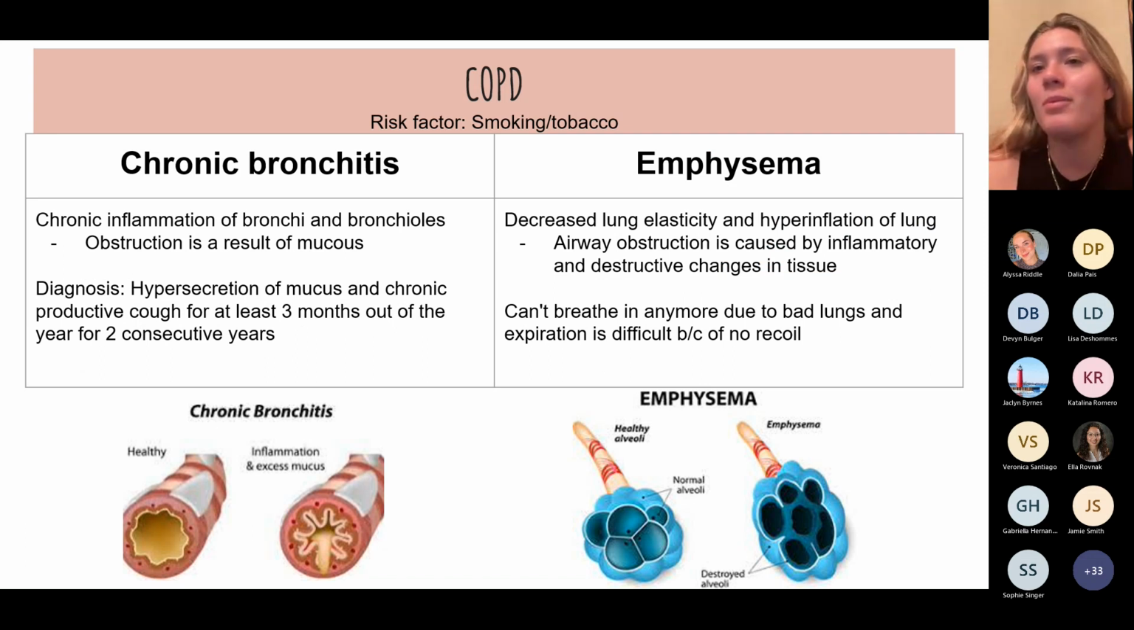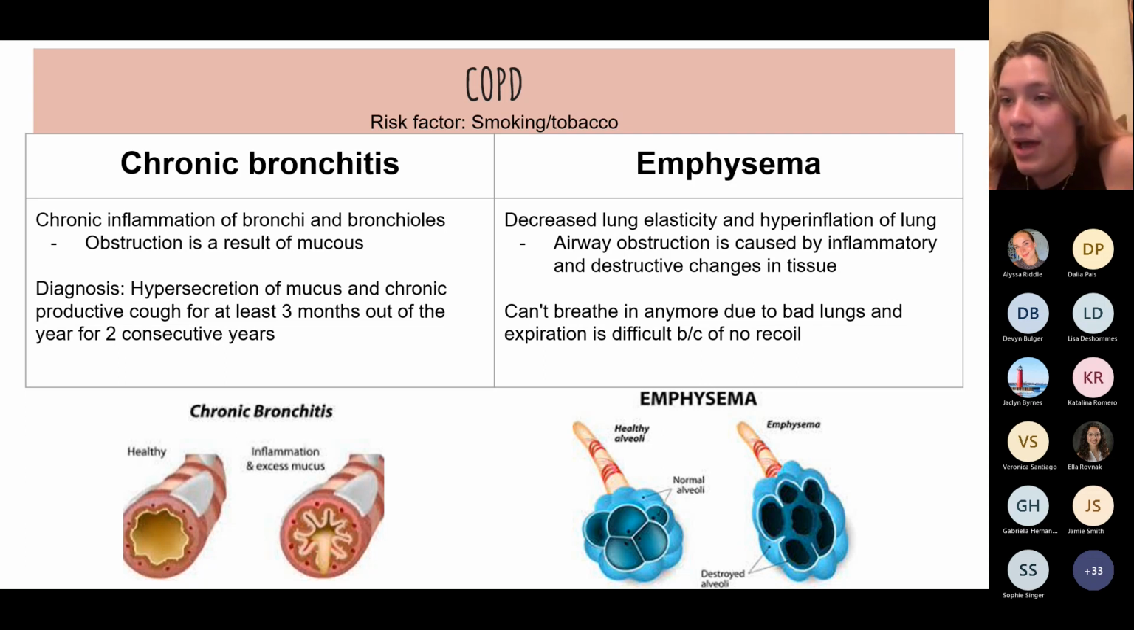COPD, big problem because it's composed of two different pathologies. Both, our main risk factor is smoking and tobacco. This is why we educate on smoking cessation a lot. So what's happening with chronic bronchitis? Chronic inflammation of my bronchi and my bronchioles. My emphysema, this is when I have decreased lung elasticity and hyperinflation in my lung.